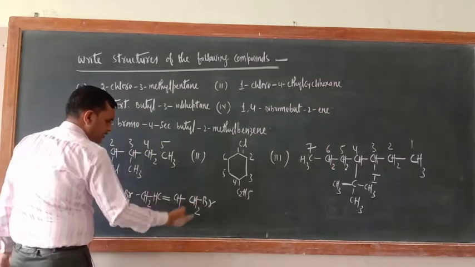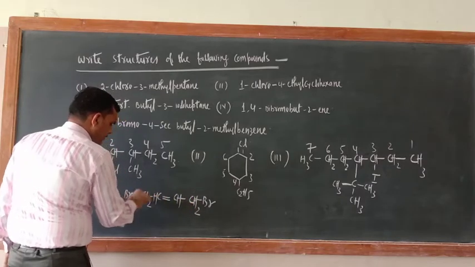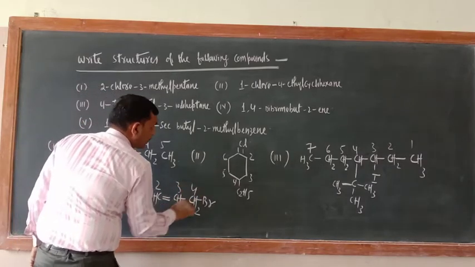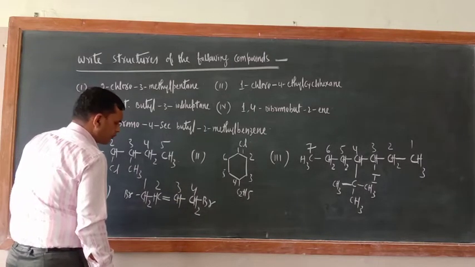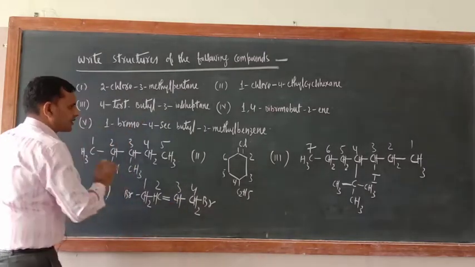Okay. So now you can start numbering, 1, 2, 1, 2, either side. 1, 2, 3, 4. So 1, 4, 1, 4 dibromobutene. Okay, this is correct.